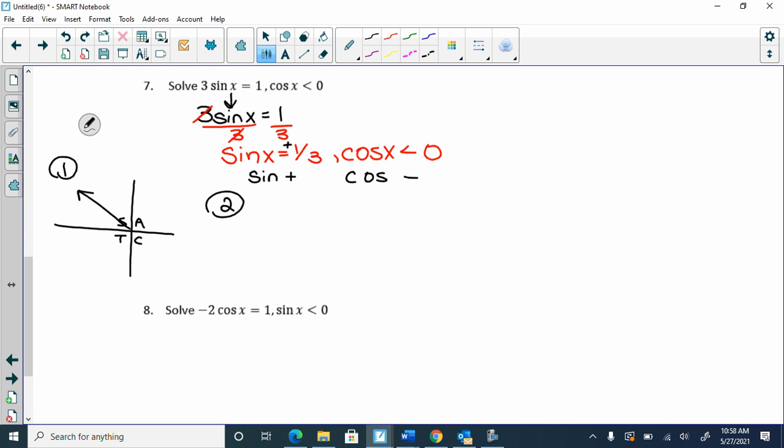Okay, so we do sine reference angle, sine x equals a third. So x equals sine neg 1 of a third. And what do you get?